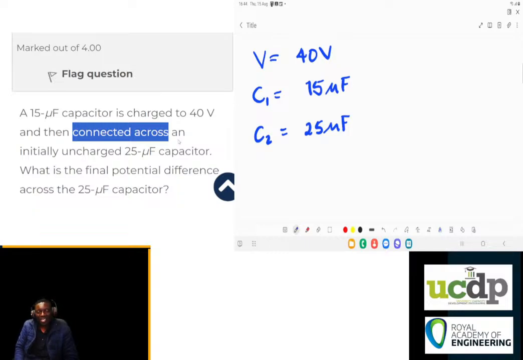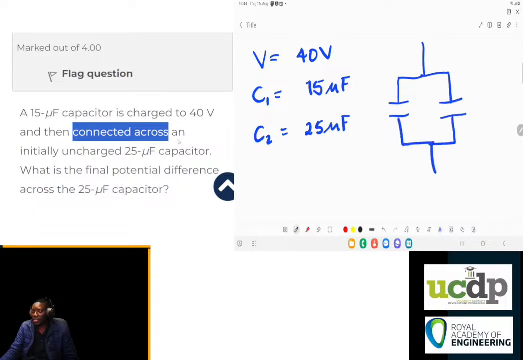So across should be parallel. Yeah, it's on the other side, opposite. Opposite and initially uncharged 25. So we have got a 40 connected across an initially uncharged 25 microfarad capacitor.